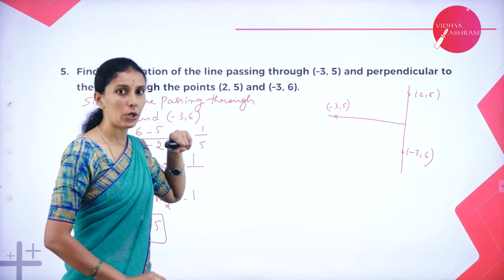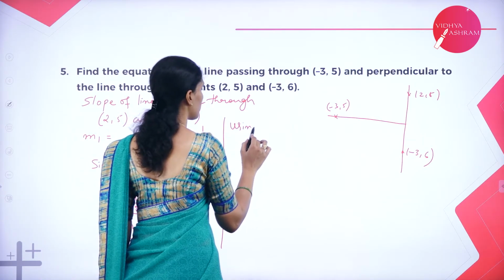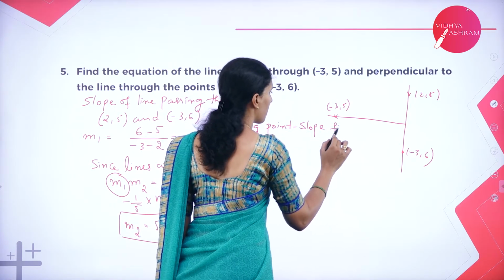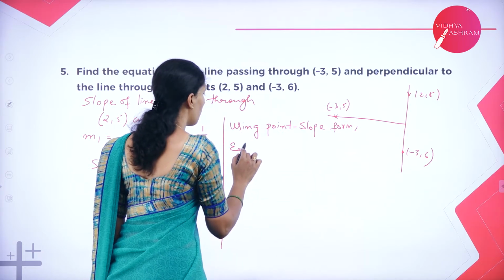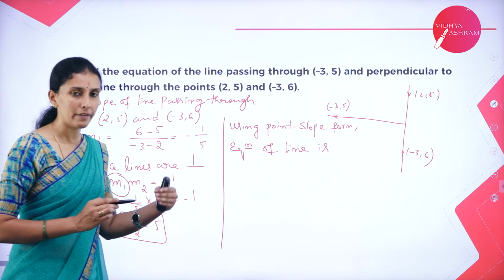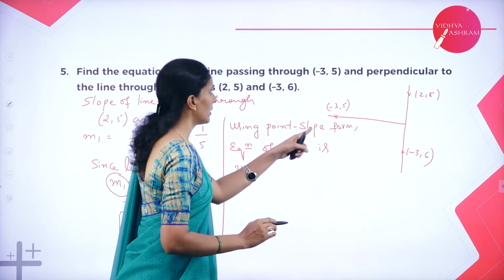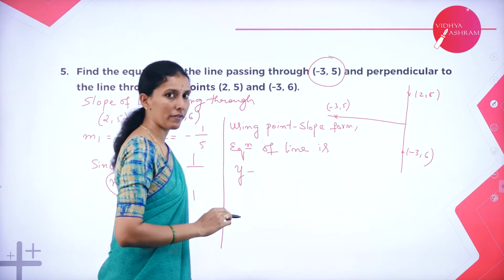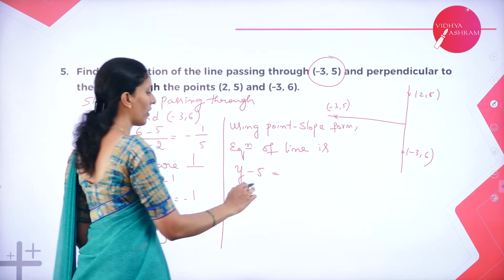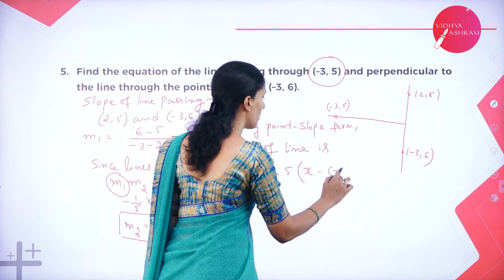So you can use the equation of point slope form. Using point slope form, the equation of line is y minus y1 is equal to m into x minus x1. So y minus, the point is given as minus 3, 5. Y minus 5 is equal to m. What is m? We got 5 into x minus x1. So x minus of minus 3.